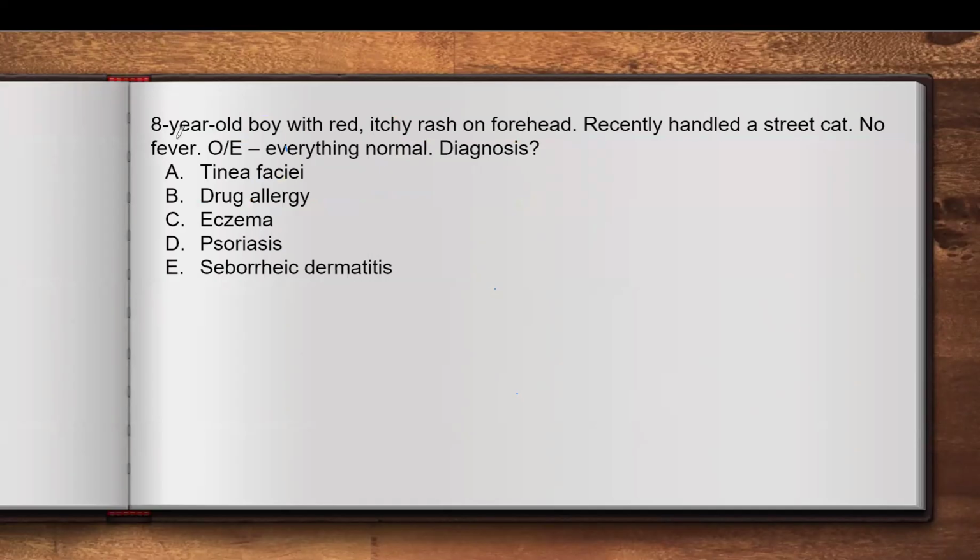And this is a similar question. An 8-year-old boy with a red itchy rash on the forehead. Recently, he handled a street cat. There is no fever. On examination, everything is normal. Diagnosis: tinea faciae, drug allergy, eczema, psoriasis, or seborrheic dermatitis.